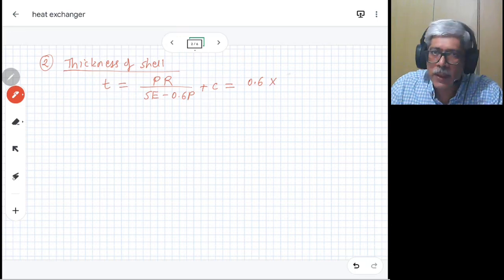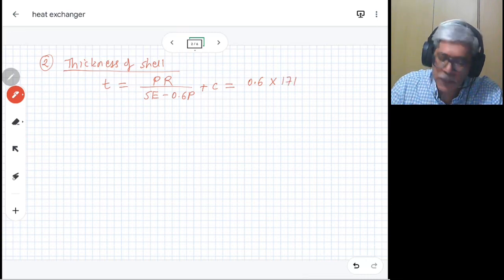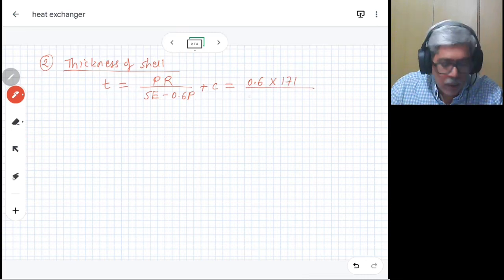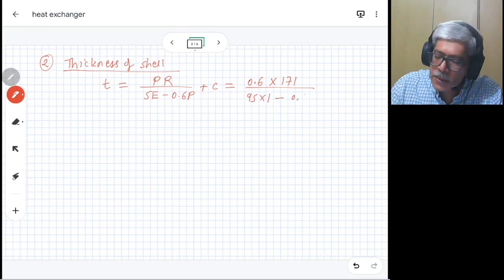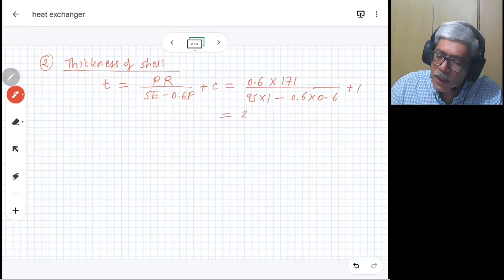So uncorroded radius is 170. So corroded radius is 171 millimeters, divided by allowable stress, which is given as 95. Joint efficiency we are assuming 1, minus 0.6 into pressure, which is again 0.6, plus 1. So we'll get shell thickness as 2.08 mm, which I am rounding to 3 millimeters.